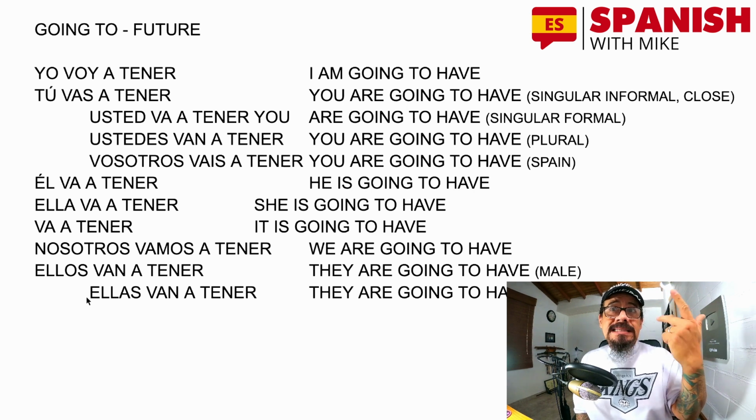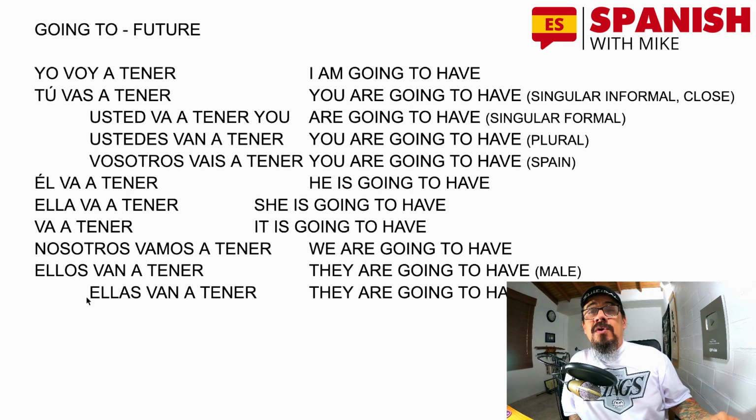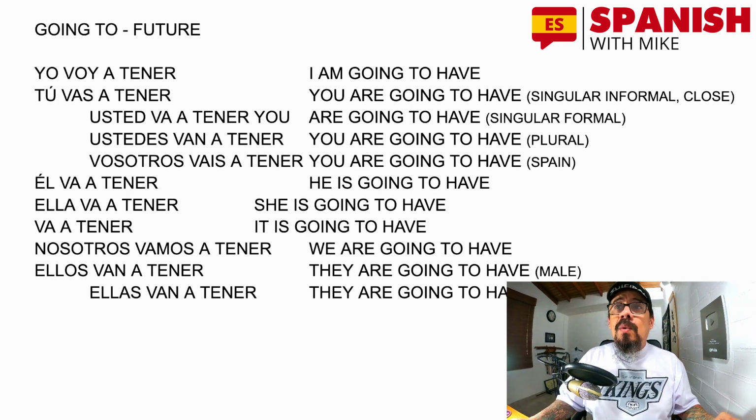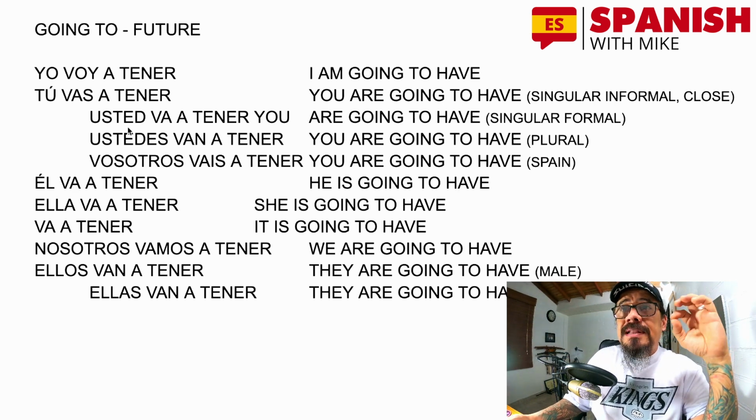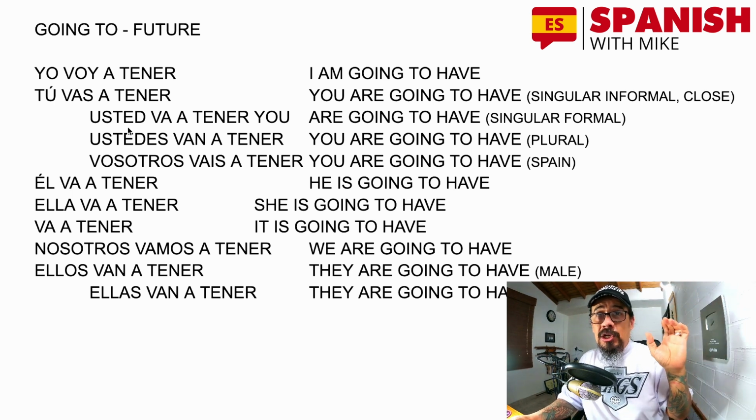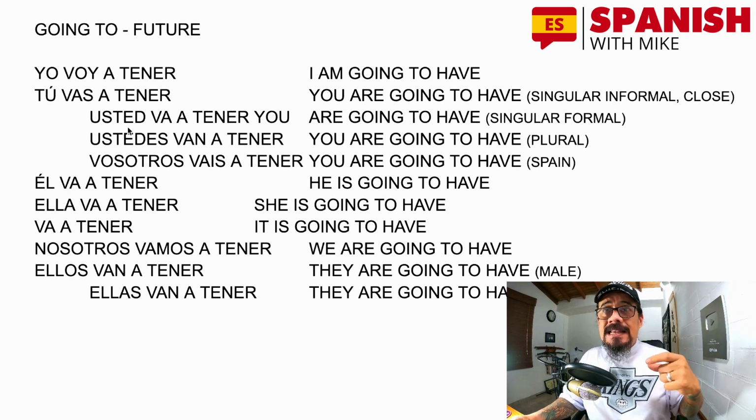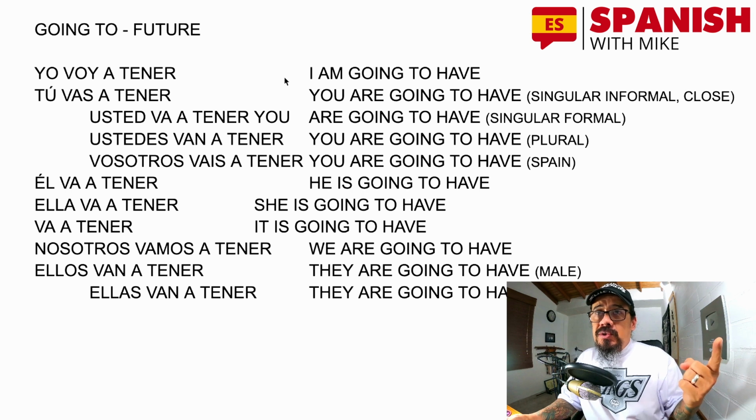Voy a, vas a, which is here. Yo voy a tener, I am going to have. Tú vas a tener, you are going to have. Remember that even though I am going to have, in Spanish, if we translate that literally, is yo estoy yendo a tener. That would be the literal translation. For us, it's just like saying voy a. Voy a. I'm going to have, voy a tener.